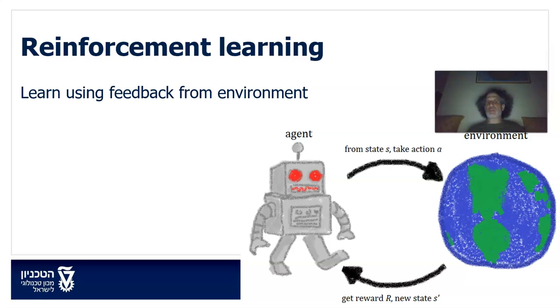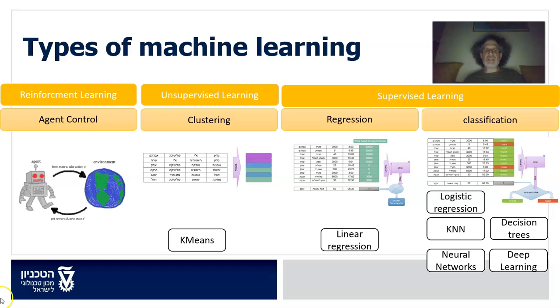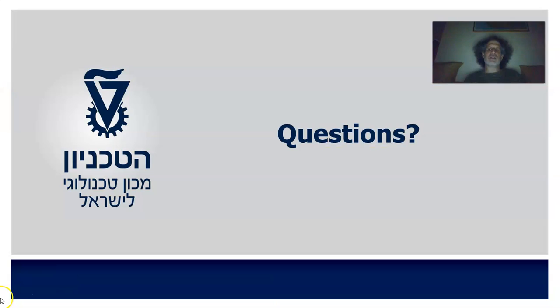And the last type we talked about is reinforcement learning, in which the agent is doing something in the real world and is learning from the results that it gets. So this is the map of machine learning, and I hope it helps to clarify the world of machine learning and what types of application we have for machine learning.